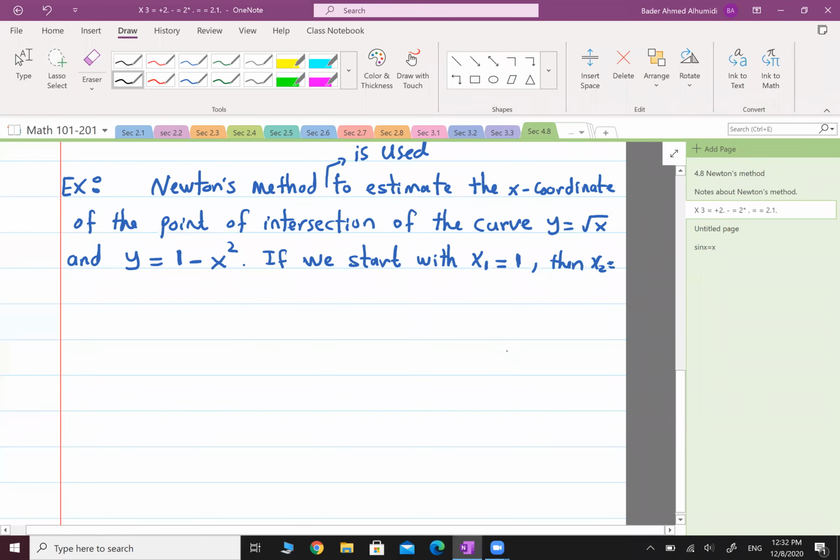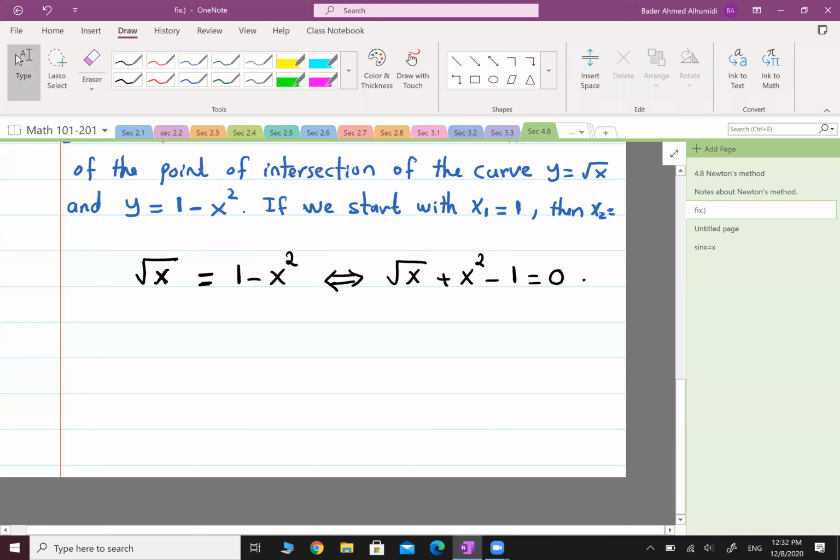What do we do now? How to find the intersection point between two graphs? What should we do? We equate the y's together, right? So what do we have? It will be like this. I need to find the x coordinate of the intersection point, meaning I need to solve this equation. That is the meaning of the x coordinate of the intersection point between the two graphs. In other words, I need to find the solution of this equation: radical x plus x squared minus 1 equal to 0. Do you agree with this?